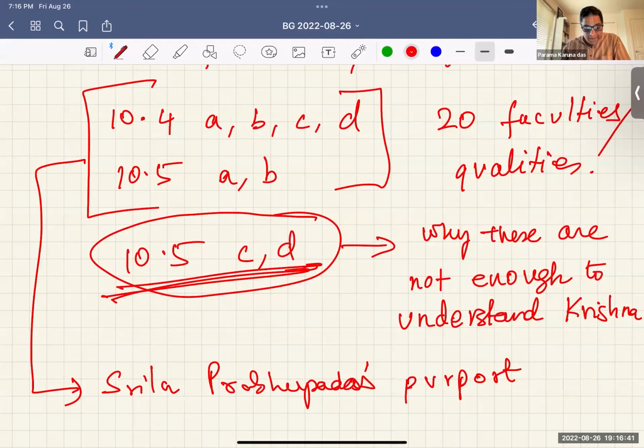Buddhir jnanam asammoha, kshama satyam damah shamah, sukham dukkham bhavo abhavo, bhayam cha abhayam eva cha. That is the first verse. Ahimsa samata tushtis, tapo danam yasho ayashaha. So this is the first line, or A and B, of the next verse. So these are the 20 qualities. So what are the 20 qualities?